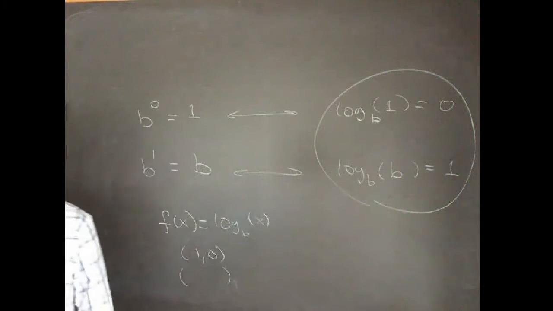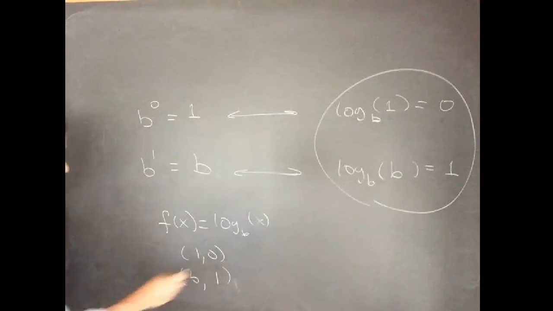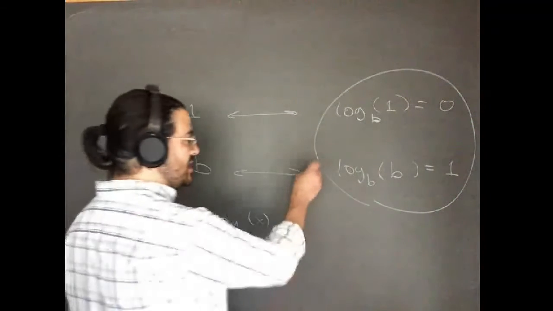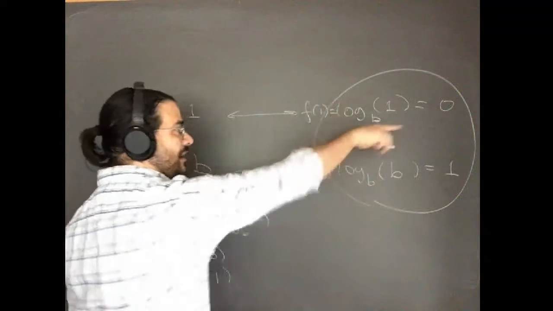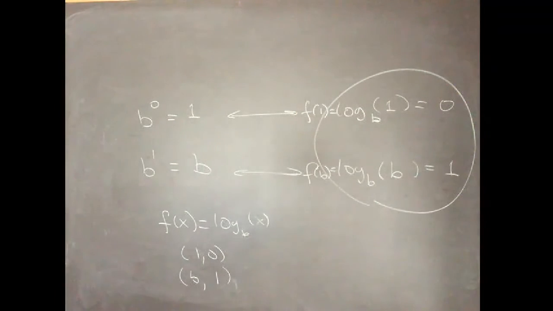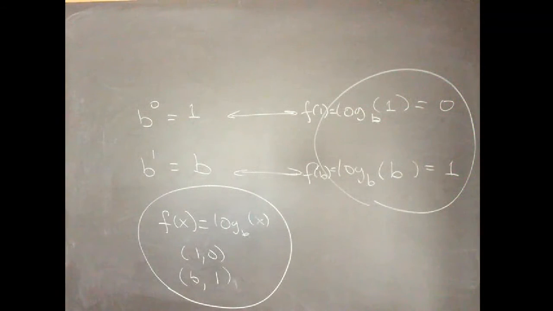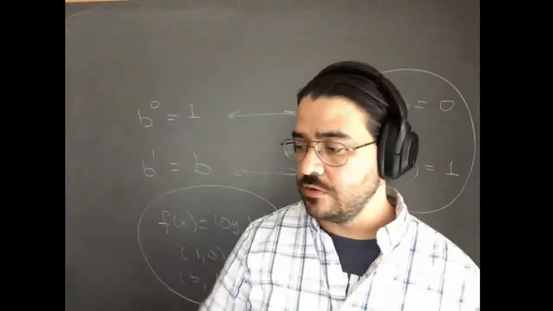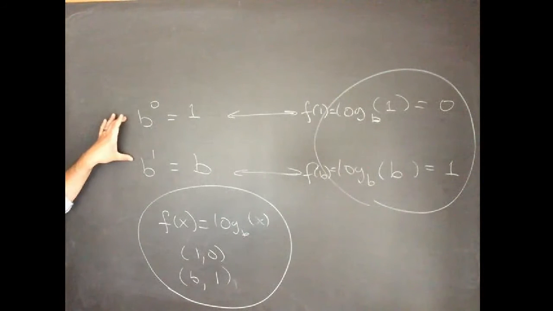It's going to be b, 1. So the input here is b, and the output is 1. Again, if I compute f of b, I get 1, and if I compute f of 1, I get 0. These two key points are always on the graph of a logarithmic function. Once you graph those 2 points, you can sketch in exactly what the logarithmic function looks like. They are just a reflection of this: b to the 0 is 1, and b to the 1 is equal to b.